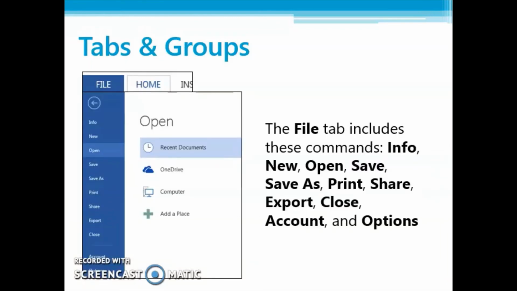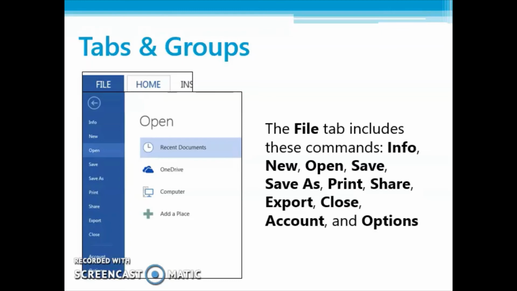Okay, and finally we have the File tab, which contains commands related to what users do with a document once it's created. So these include the info, new, open, save, save as, print, share, export, close, account, and options groups. So first of all, info is going to be what allows us to protect a document, see version information, inspect the document, and view a document's properties.